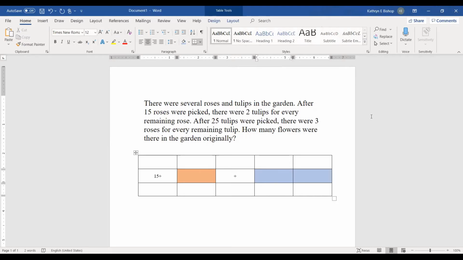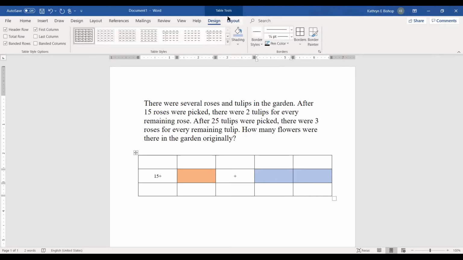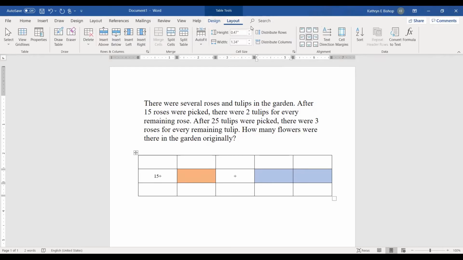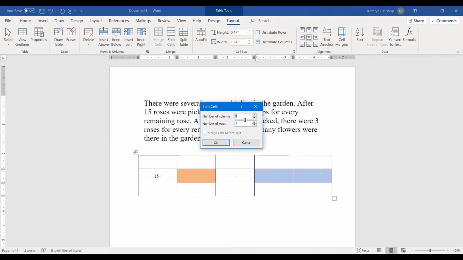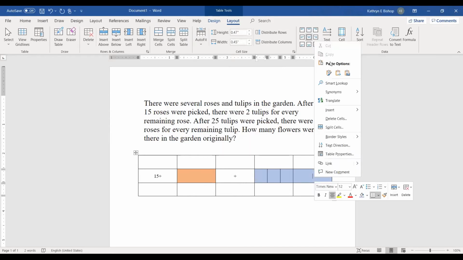So I took each cell. I got to figure out how to do this. Just a second. Oh. Just right click and say split. Okay. There we go. Yes, I just split each one into 3.